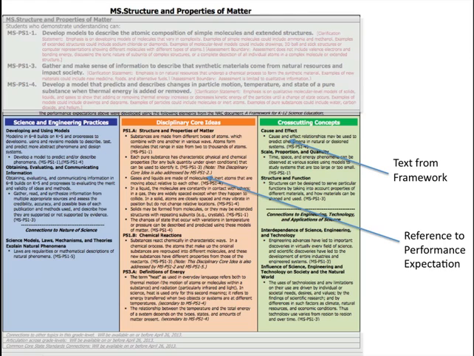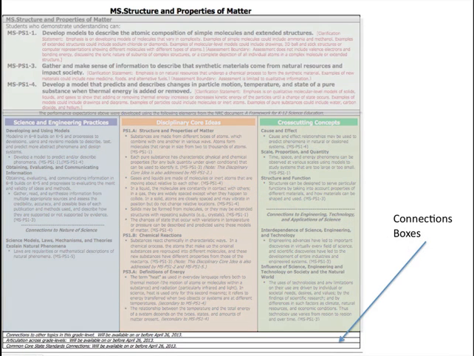Now if you look at that middle area, you've got the foundational boxes, so the text from the framework. You can see specific text from the framework, and also after that text it shows in parentheses where that is referred to in the performance expectation up above. And then finally at the bottom you have the connection boxes to other areas within the grade level and across grade level, and then also the connections to the Common Core State Standards.